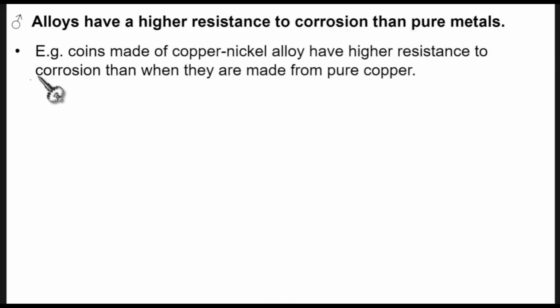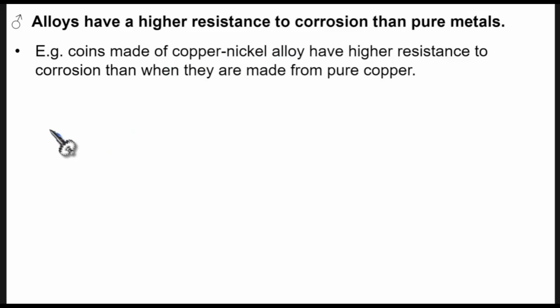E.g., coins made of copper-nickel alloy have higher resistance to corrosion than when they are made from the pure metal. We know coins, that is metal money. That money is made of copper-nickel alloy, and because copper-nickel alloy is resistant to corrosion, that makes the money very durable. Even when it is exchanged in hands, it does not corrode, because it has high resistance to corrosion. If it were made from pure nickel or copper, then it could undergo corrosion.